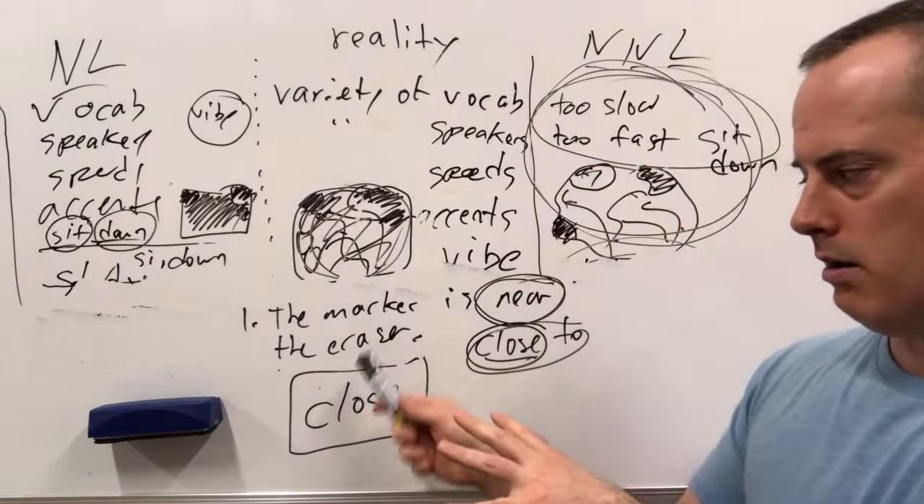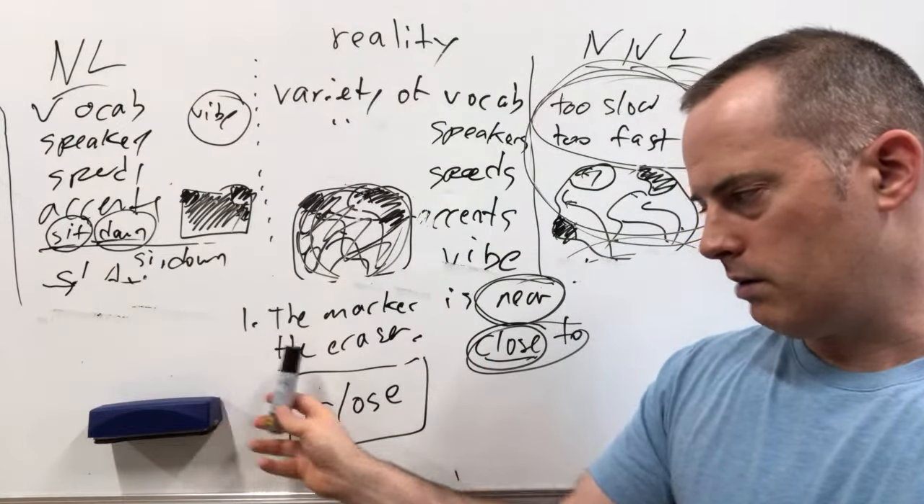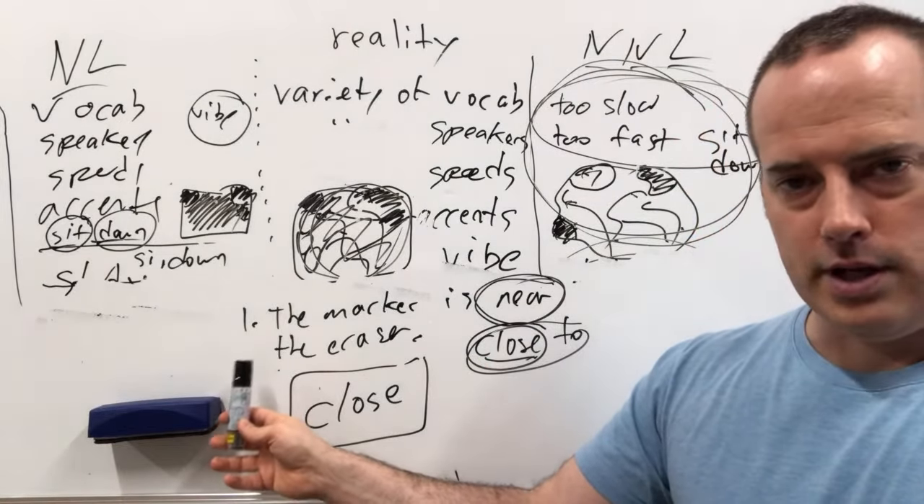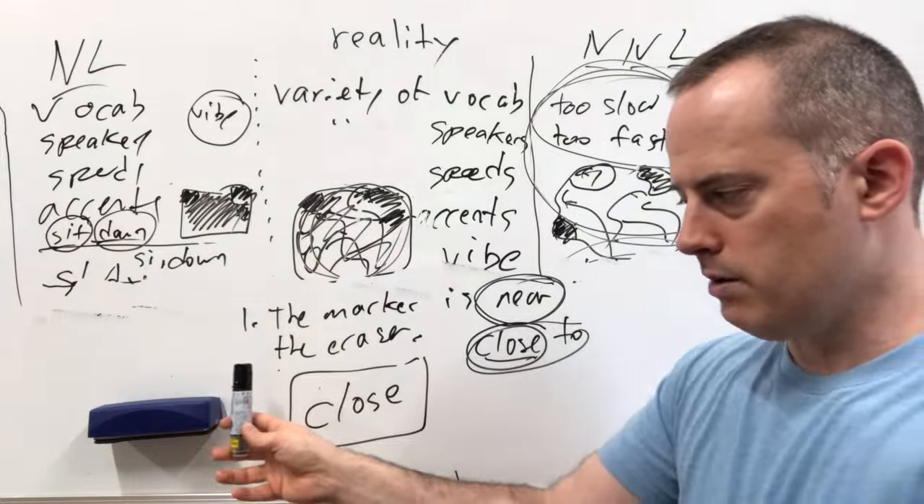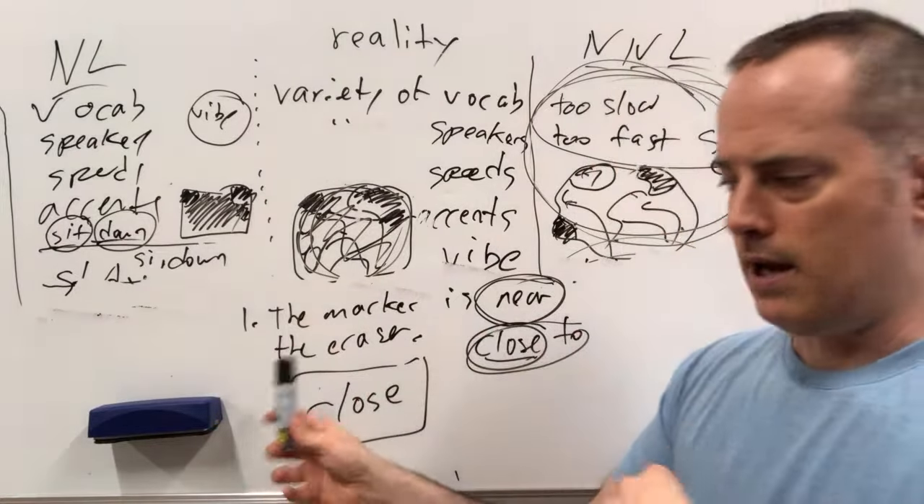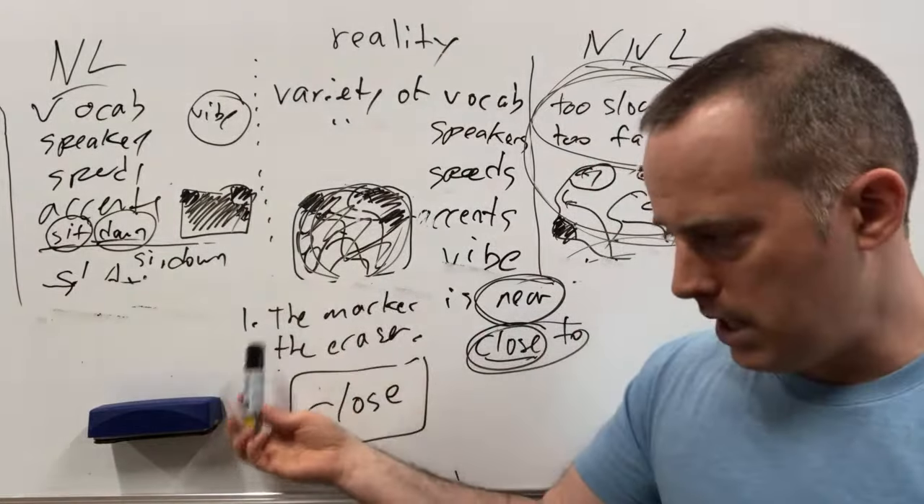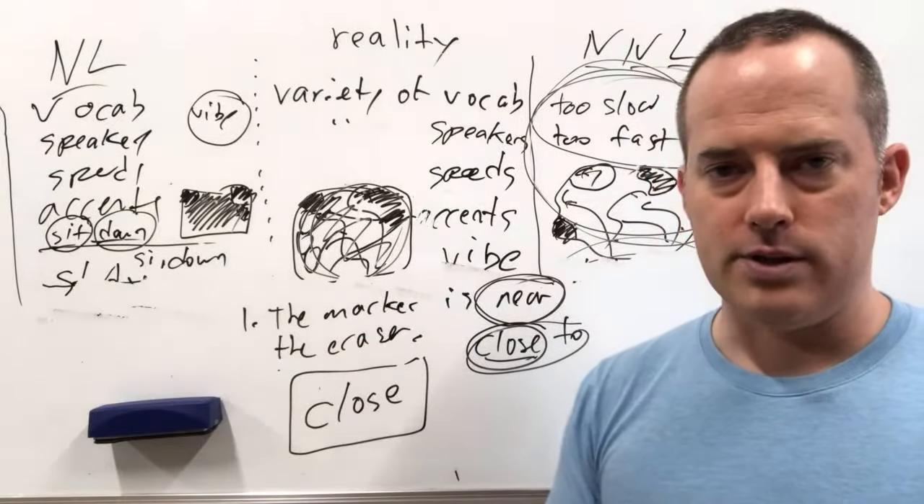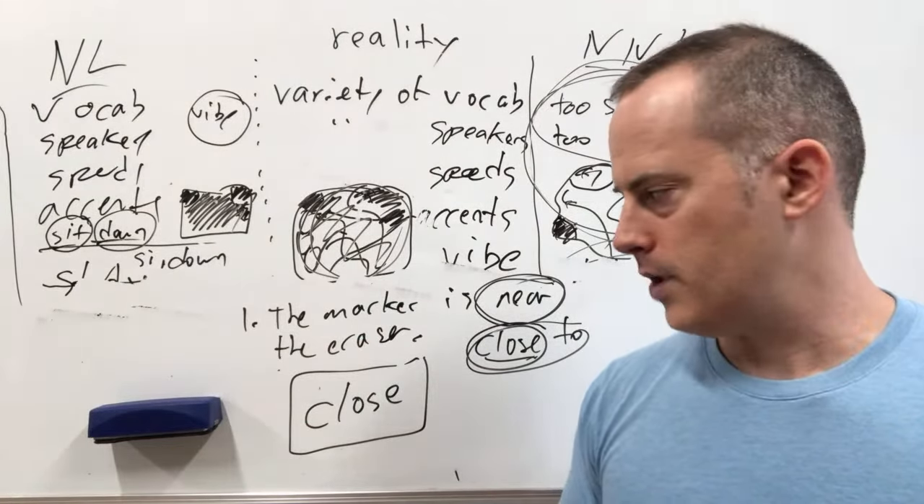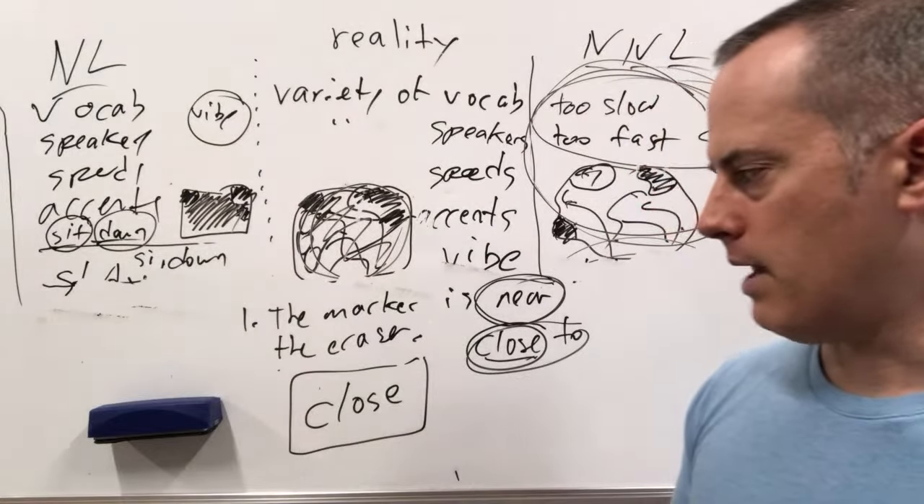But again, here, the marker is near the eraser and the marker is close to the eraser. So I really want to make it clear that for this situation, we have the same situation, but we can express it with different vocabulary. Okay? So that's how you would learn it.